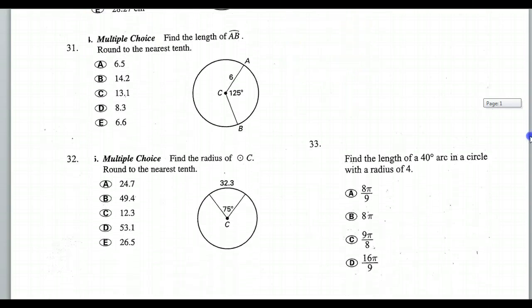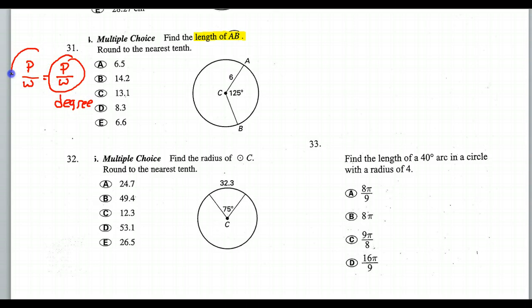All right. Number 31, find the length of arc AB. Okay, here we go. So this is slightly more challenging. Arc length. Anytime you're dealing with arc length, you're probably going to be using the model, setting up an equation of the form part over whole is equal to part over whole. The part over whole on the right hand side is degrees, and the part over whole on the left hand side is length.